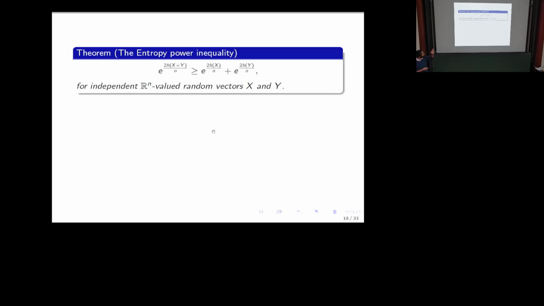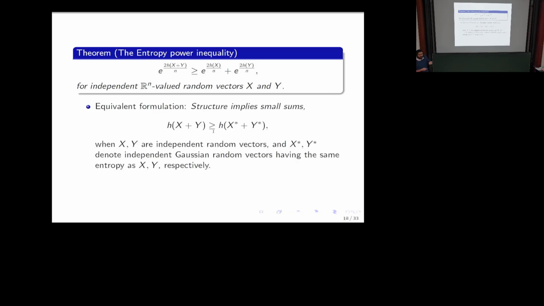So we can restate this entropy power inequality in this language, as in Tom's talk: if x and y are independent random vectors and x star and y star are Gaussians, so if they have the best possible structure, then their sum spills out the least, where the notion is entropy. They have to have proportional covariances in this case. Yes, with proportional covariances.